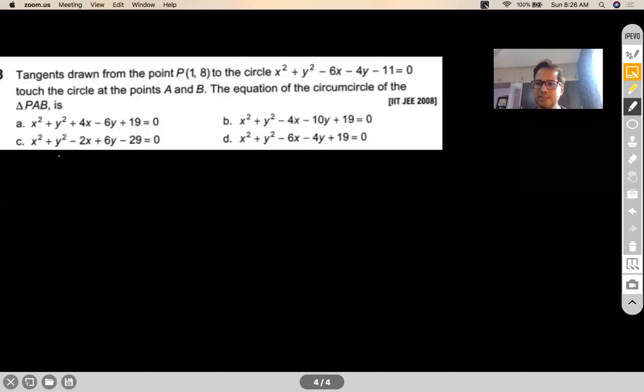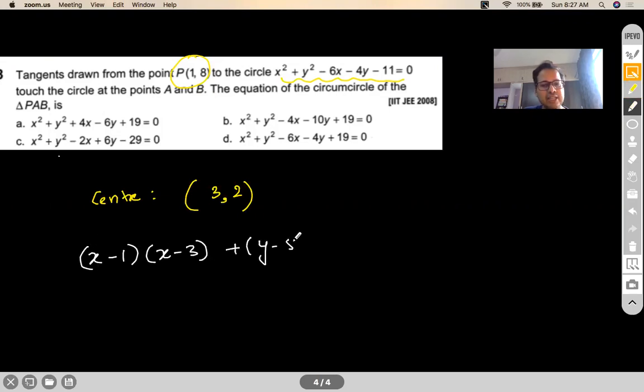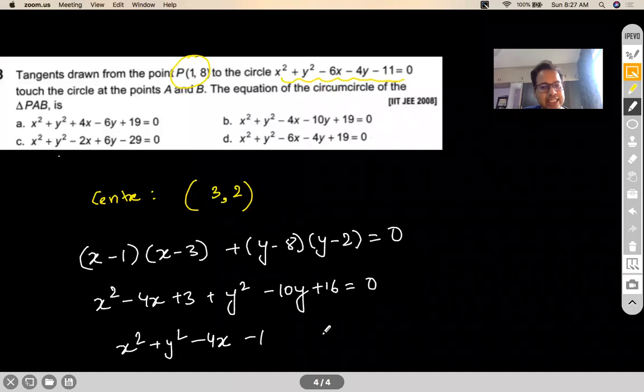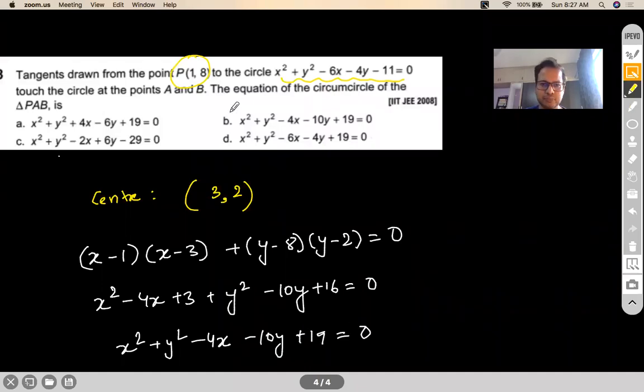Now, as I told you, the circumcircle would be having this point and the center of the circle as the diametrically opposite ends. So the center of this circle, we all know, is going to be (3, 2), correct? So you just have to write the equation of a circle passing through these two points. So (x minus x1)(x minus x2) plus (y minus y1)(y minus y2) is equal to 0. On simplification, this will give you x square minus 4x plus 3, and this will give you y square minus 10y plus 16. If you simplify it, you get x square plus y square minus 4x minus 10y plus 19 equal to 0, which is definitely option number B. Easy question, not an issue. Let's move on.